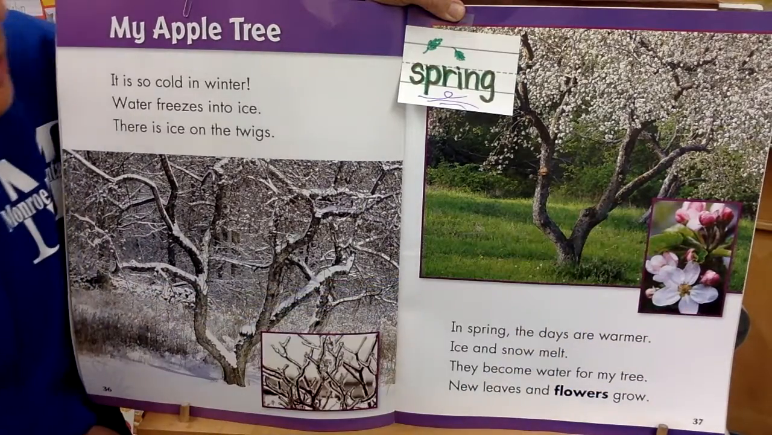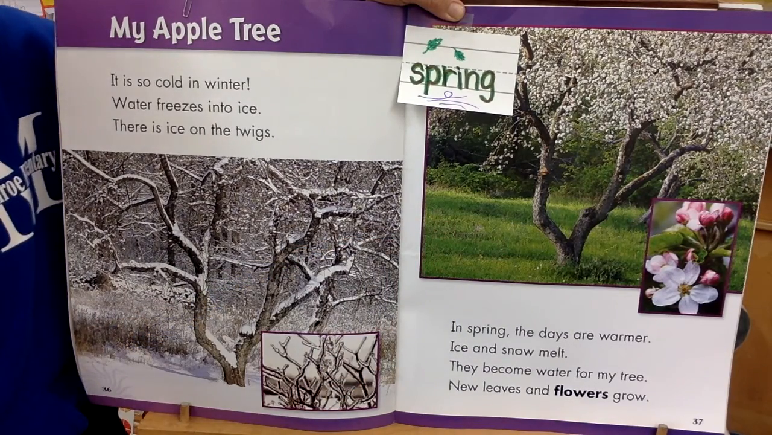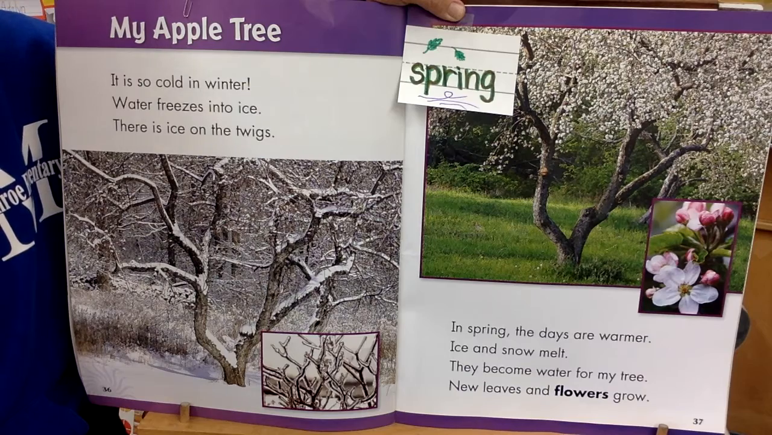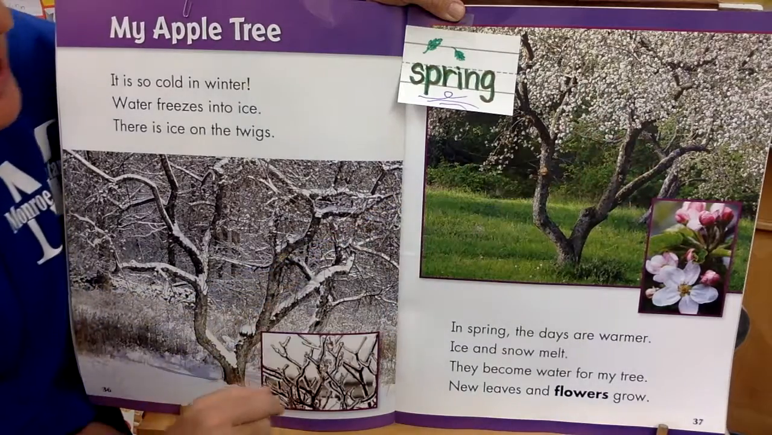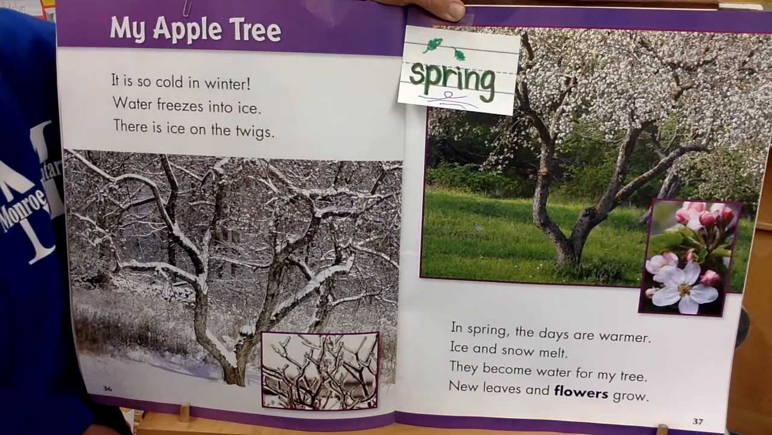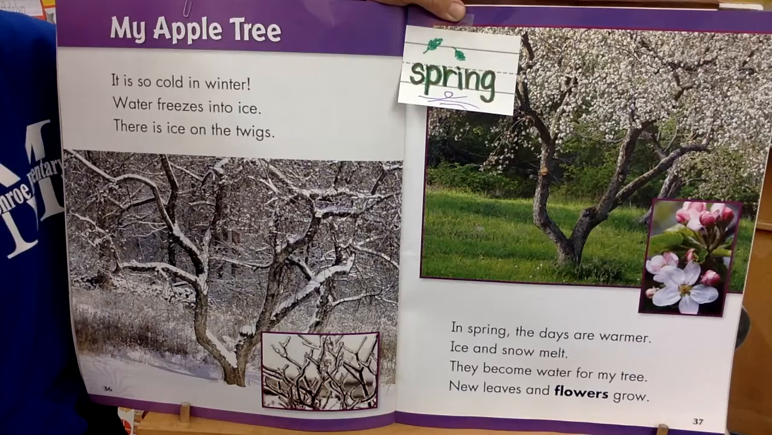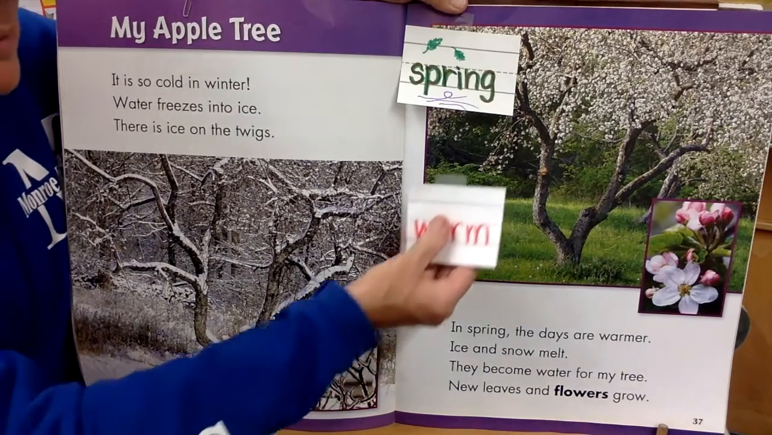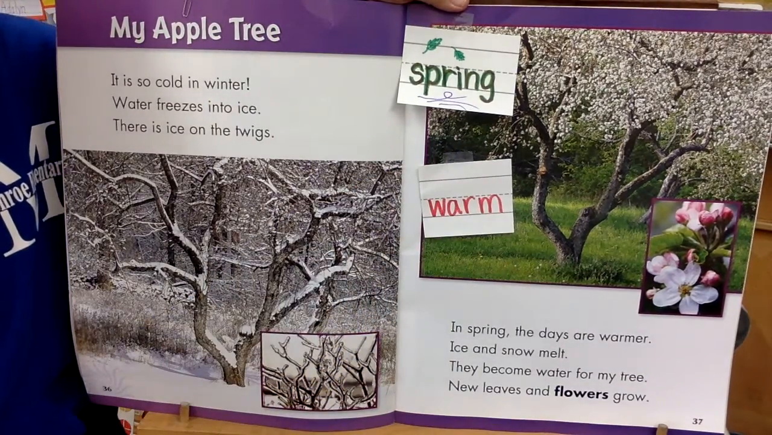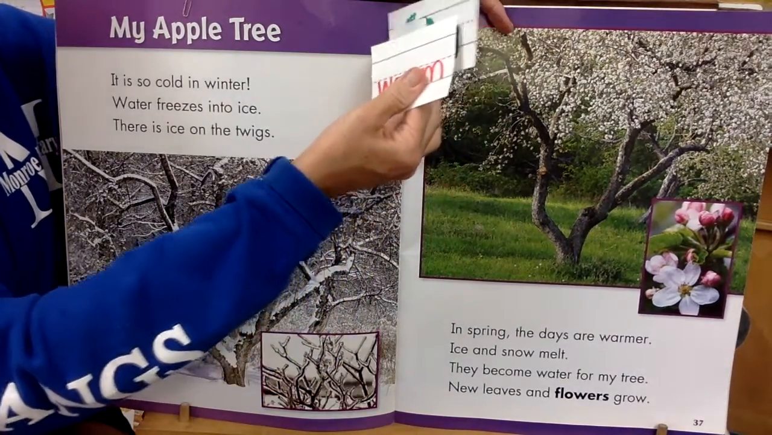There are the flowers. So boy, the apple tree has changed a lot from winter to spring. Now, we're looking at how the tree changes and how it feels in spring. So how did the tree change? Well, we read new leaves and flowers grow. And how do you think it feels? Do you think it still feels cold or do you think it might be warm? I think so too. In the spring, it gets more warm.